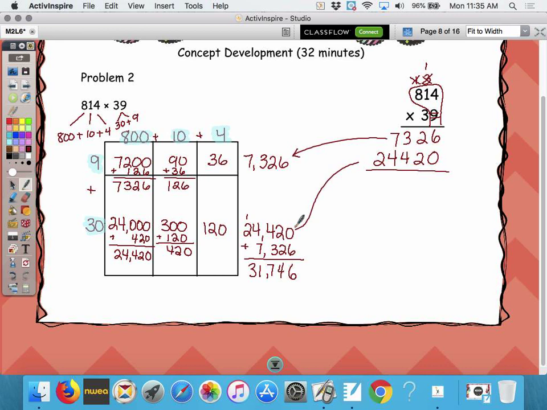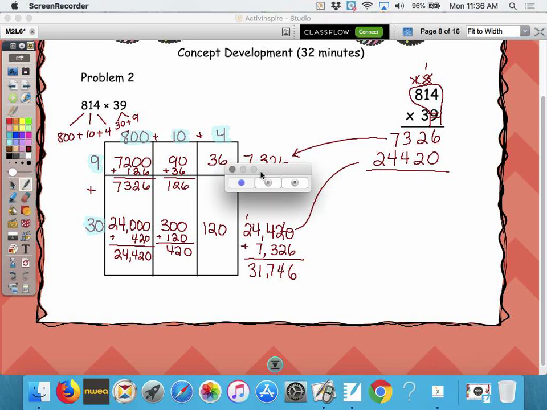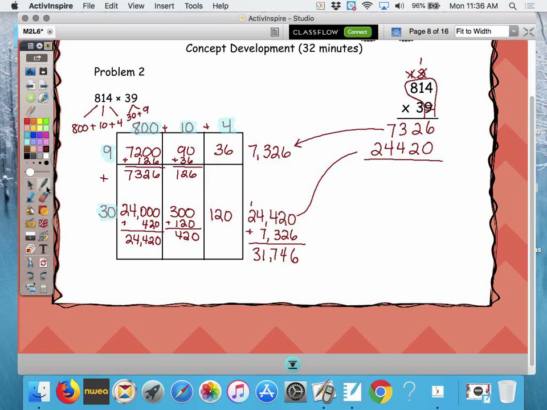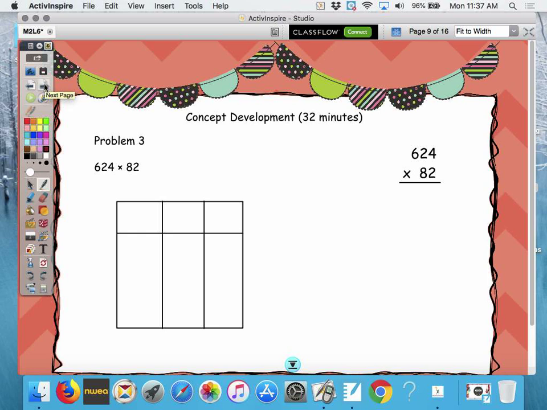Something happened. Oops. I'm going to calibrate. Okay, now add them up. And does your final product match? Okay, we have one more to do. So take a look at the next one. Doesn't look much harder, does it? No?